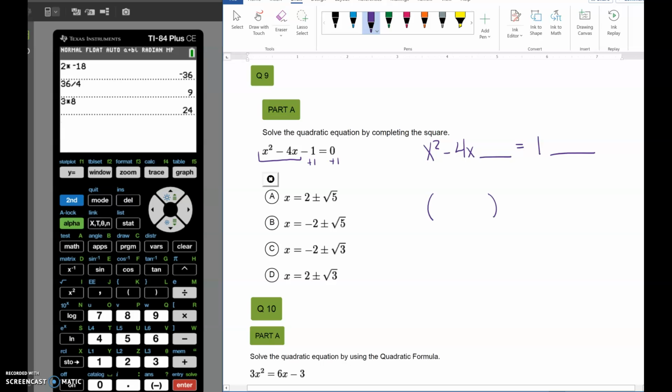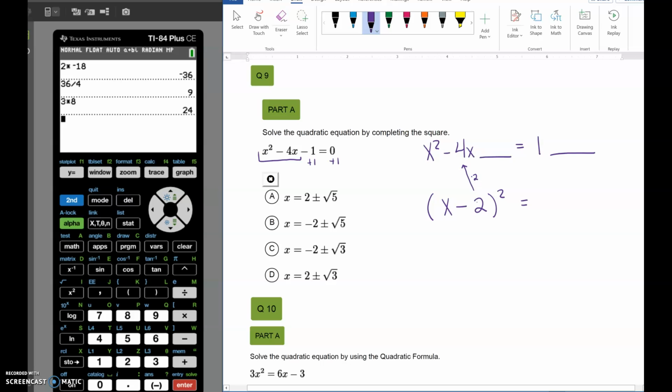Now this left side needs to factor into a binomial squared. And it's going to be x, and because this is a minus, it's going to be minus and then something. This number times 2 is -4. So that's going to be a -2. -2 times 2 is -4. In this blank, you square that number. So -2 squared is +4.